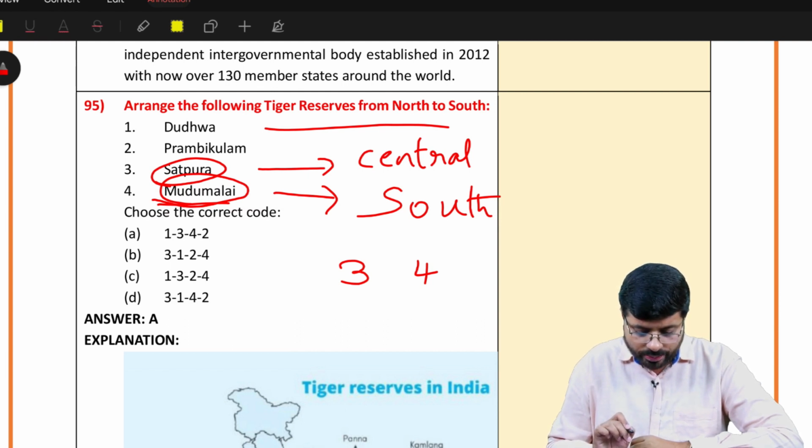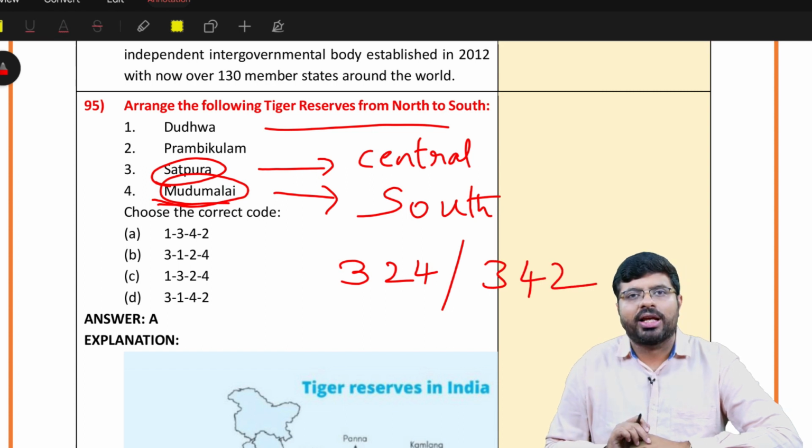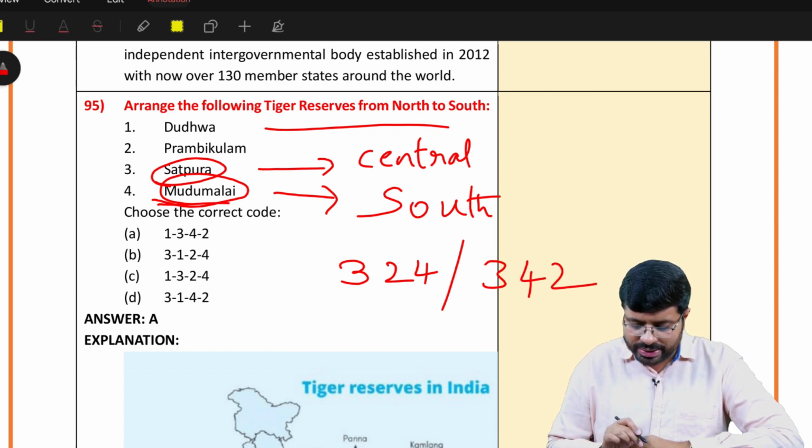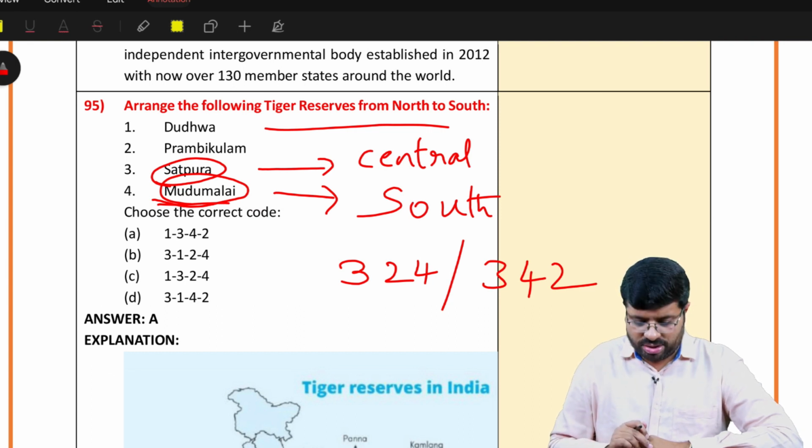So it should be, the order should be 3 to 4 or 3, 4, 2, because we don't know about Parambikulam and Mudumalai as of now. So with this, check that 3 to 4, 3, 4, 2. You have 3, 4, 2 as option A, and 3 to 4 as option B, 3 to 4 as C, and 3, 1, 2. Okay, 3 to 4 again you will have. So you cannot eliminate with this knowledge. What you know is you can only say about certain things.